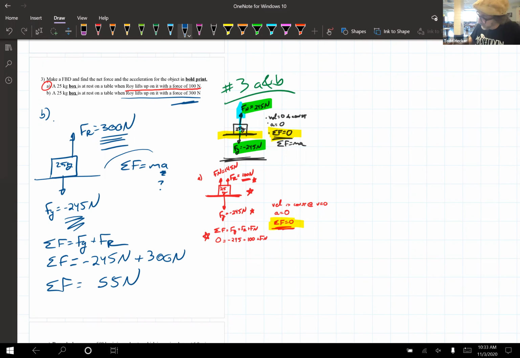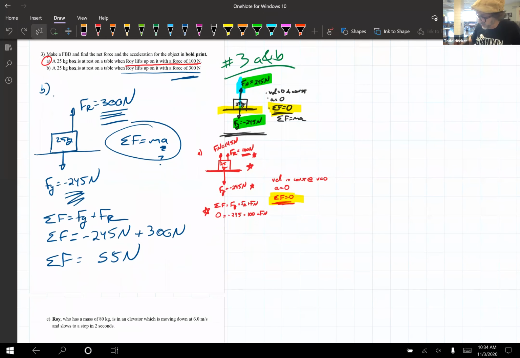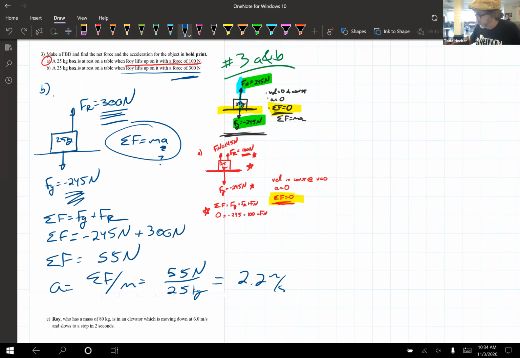And now I can use this equation to find the acceleration. So algebraify that and you get acceleration is net force over mass. So we've got a net force of 55 newtons acting on the box. It's got a mass of 25 kilograms. Divide it and you get 2.2 meters per second squared. All right.